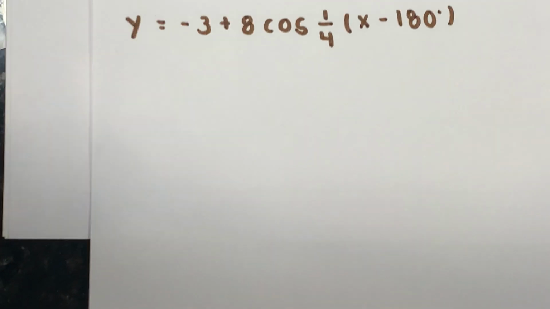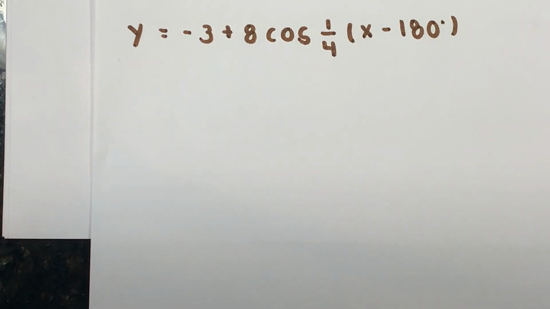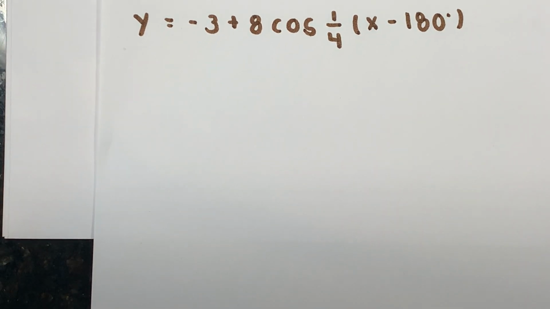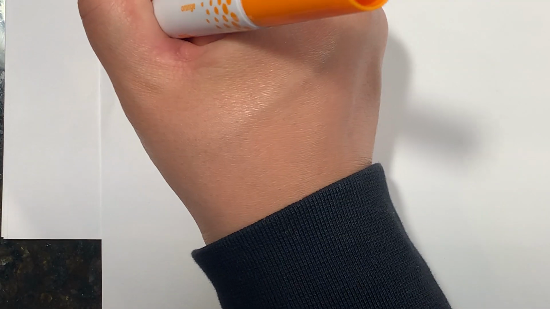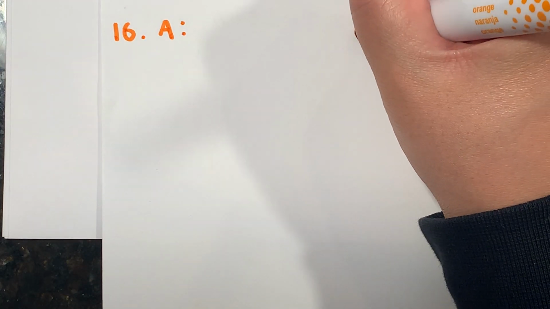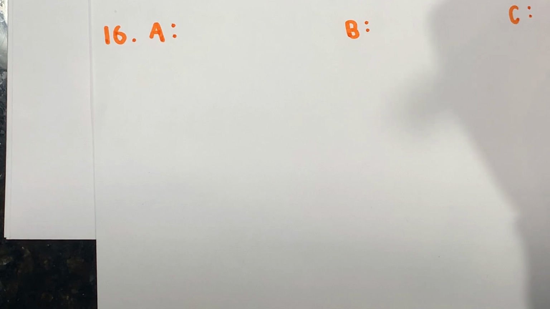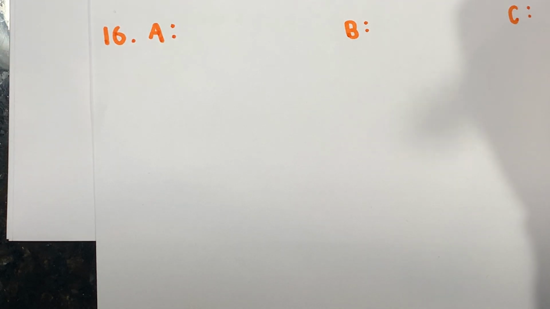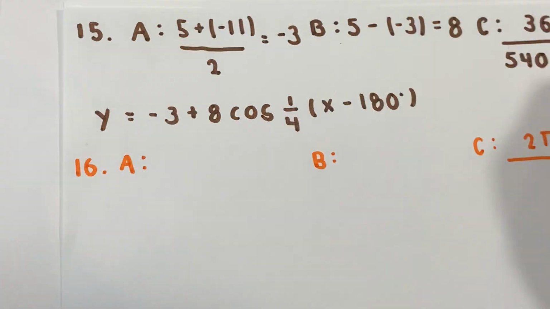So now I'm going to do the same thing for number 16. But this is going to be in radians instead of in degrees. So for number 16, I have to find A, the midpoint between the top and the bottom. B is going to be the top minus the bottom, or top minus the middle. And then C, this one's in radians, so it's going to be 2 pi divided by the length of the period. So I'll show you how to calculate that as well.